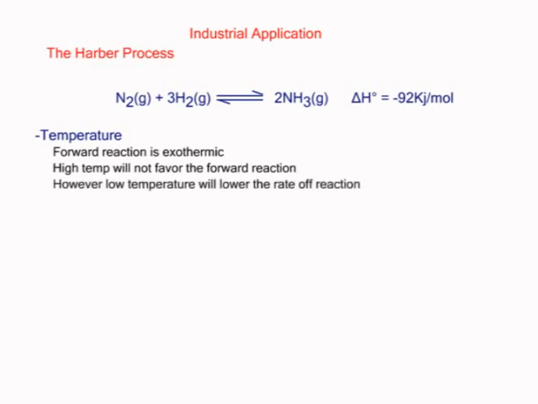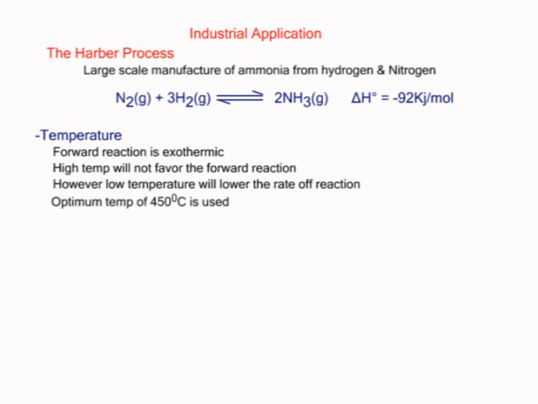However, the rate of production will again go slow, because initially we said an increase in temperature increases the rate of a reaction. So we need to strike a balance to get an optimum temperature, and the optimum temperature used in the Haber process is about 450 degrees Celsius.